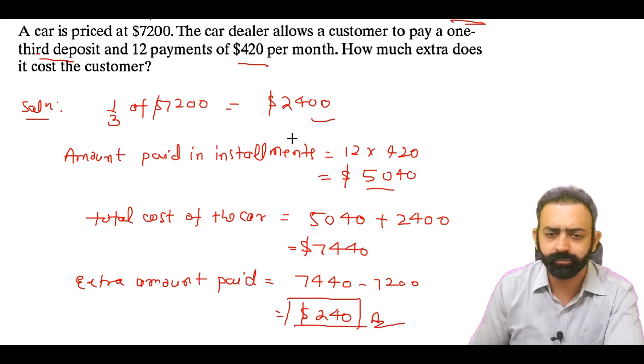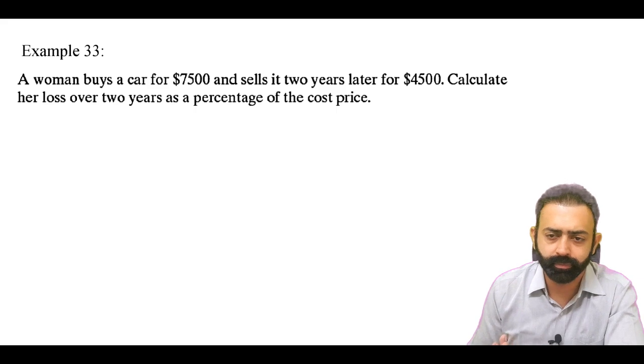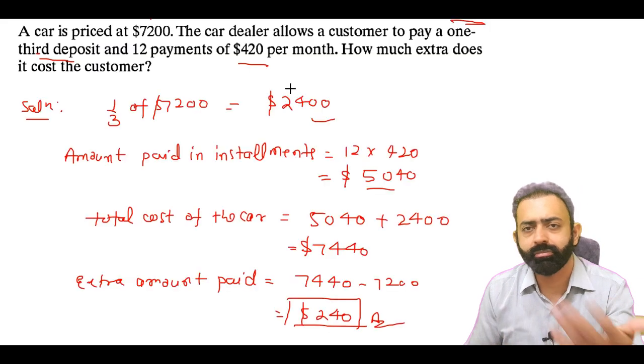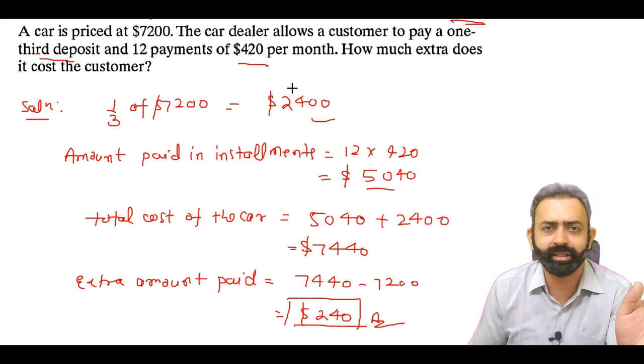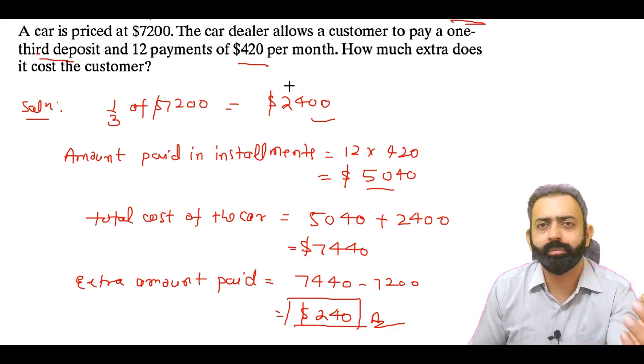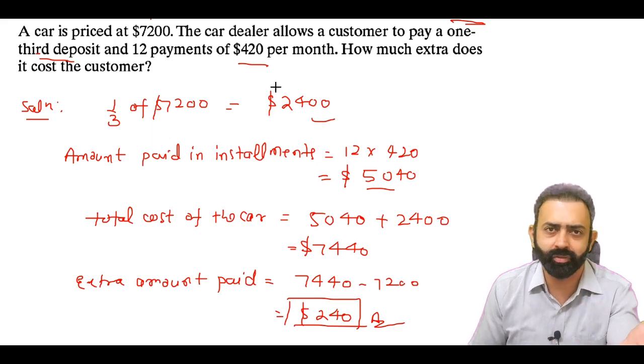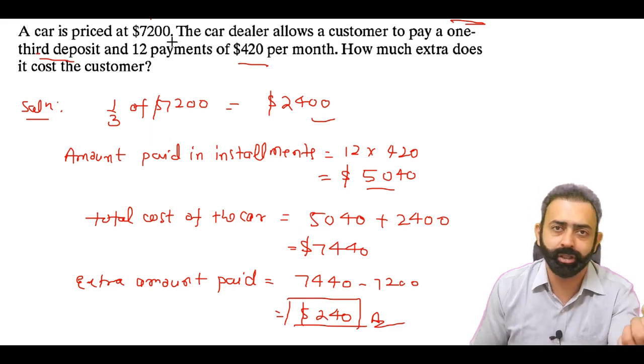Fine. Next. And in the same question, they can ask for the profit and loss, or percentage increase and decrease, or find out the amount in percentage the customer has to pay extra of the initial amount of the car. So it can ask for the percentage of 7,200. So what percentage is 240 of 7,200?